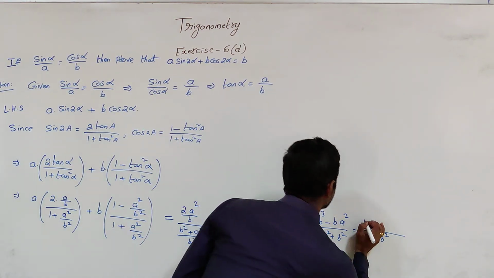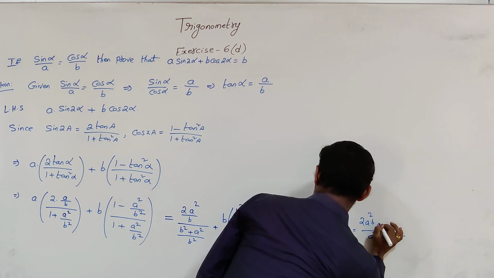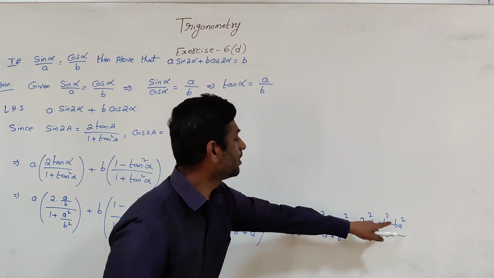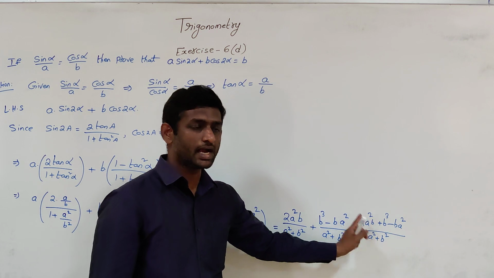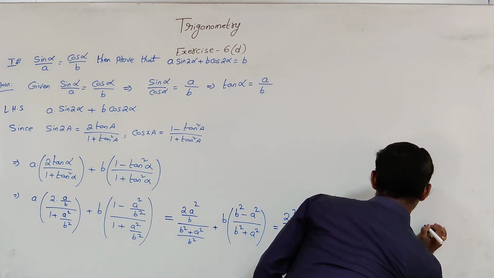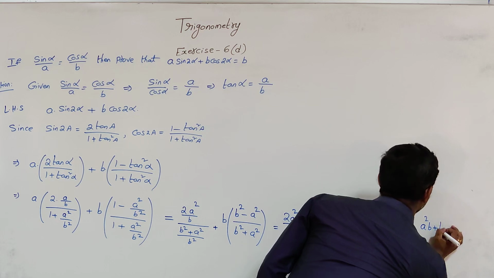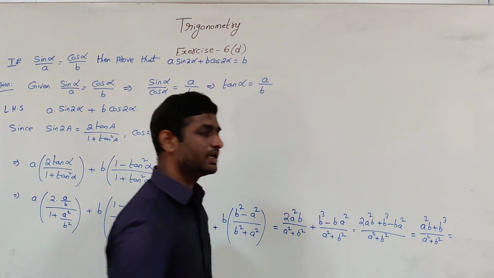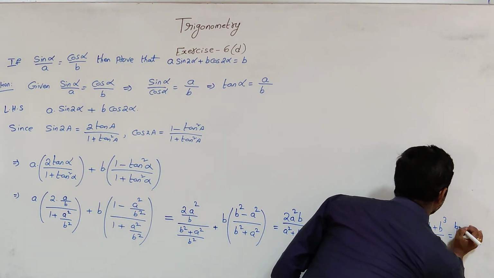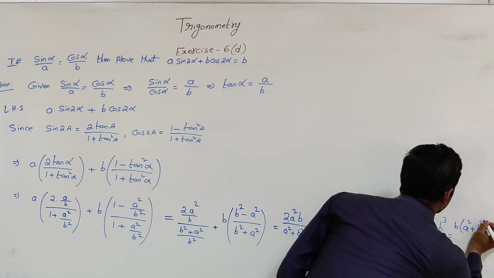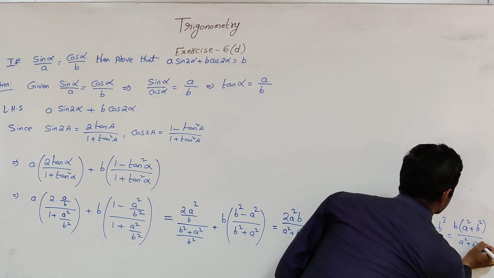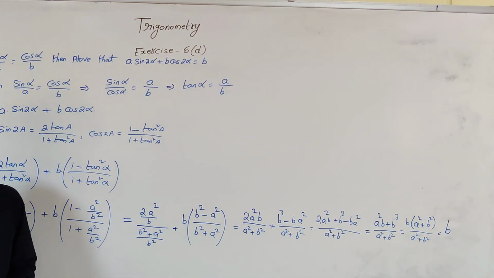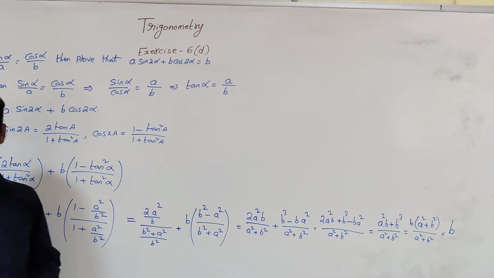The numerator will be 2A square B plus B cube minus B A square. A square B and minus B A square, these two are like terms, we can add up. It will be A square B plus B cube by A square plus B square. From this, if you take B out as common, B times (A square plus B square) by (A square plus B square). So these two get cancelled, so it will be B. So the value of A sin 2 alpha plus B cos 2 alpha is equal to B.